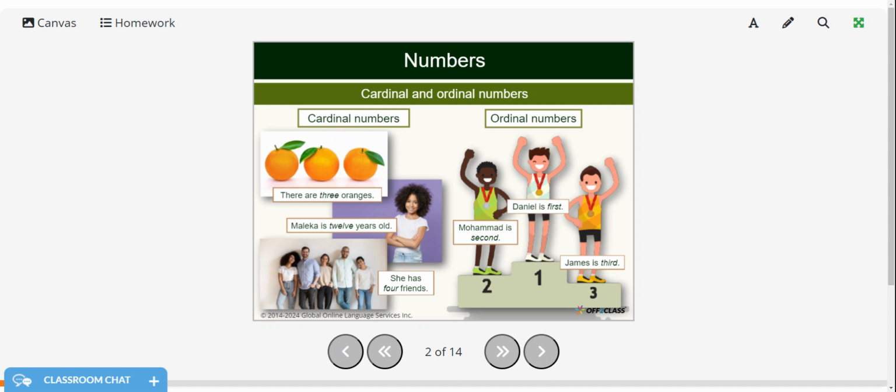There are three oranges. Maleka is 12 years old. She has four friends. So cardinal numbers are 1, 2, 3, 4, 5, and so on. Now ordinal numbers are as follows. Daniel is first. Mohammed is second. James is third. So instead of saying they are 1, 2, 3, in ordinal numbers, we say first, second, third.